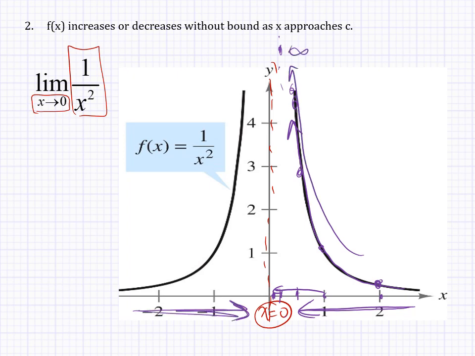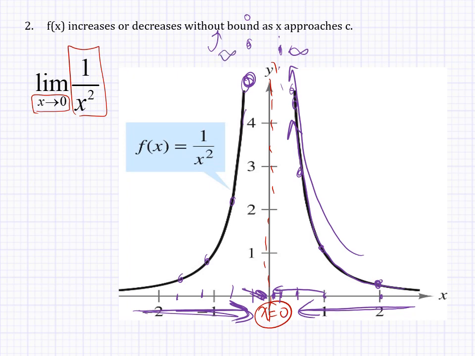Same thing's happening on the left-hand side. As x gets closer to 0 this way, this x has this y value, this x has this y value, this x has this y value. As I get infinitely close to 0 on this end, my y value is all the way up here, and I'm going to infinity.